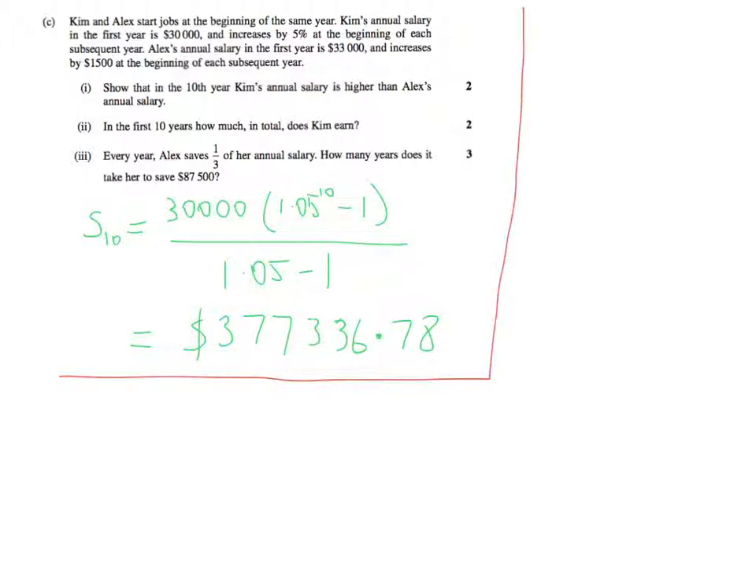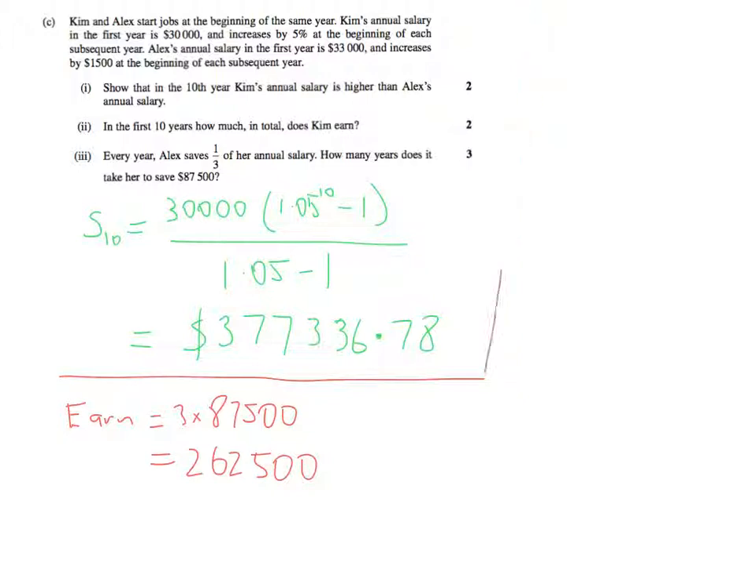The main thing I would say is she needs to have earned 3 times that. Because if she's going to save $87,500, she's got to have earned 3 times that amount if she saves 1/3 of her salary. So she's going to have earned $262,500 in N number of years. Now, of course, Alex was our AP question with a first term of 33,000 and a difference of 1,500.